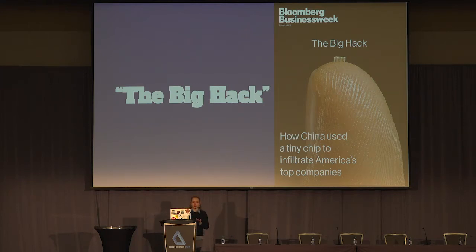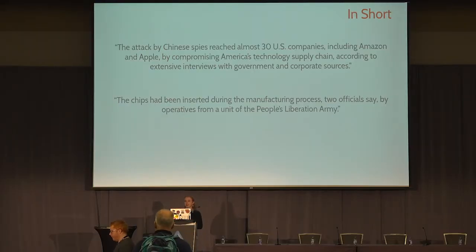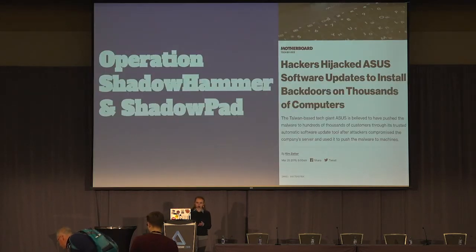So to recap on some attacks that have happened in the past, my slides differ a little bit from this, but we have the big hack that happened recently, so everyone heard about it. It was attacked by, ideally, Chinese spies reaching across many, many companies, and the idea was that they were backdoored at manufacturing time. Everyone's heard about this one, and theoretically, it was easy to detect.